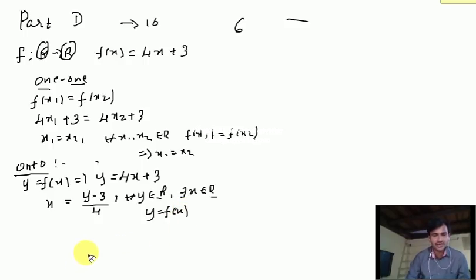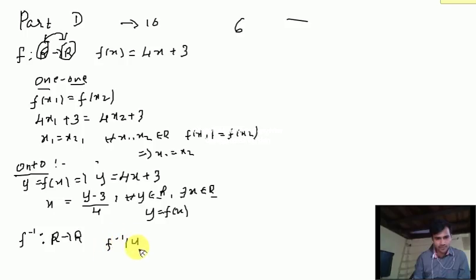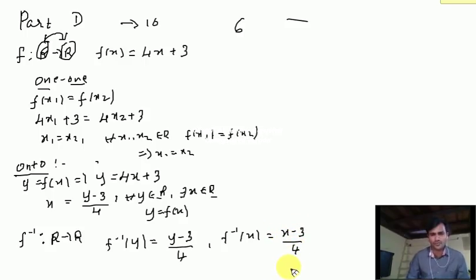Since it is one-one and onto, it's bijective. Since it is bijective, it is invertible. All this you need to write. Then if f is a function from R to R, you need to interchange. No problem, if you interchange, it will also be f inverse from R to R given by f inverse of y equals y minus 3 divided by 4. Otherwise you can write it as f inverse of x equals x minus 3 divided by 4. So a very easy problem for 5 marks.